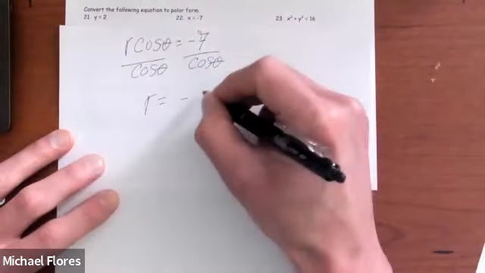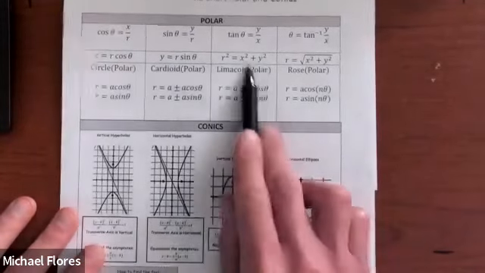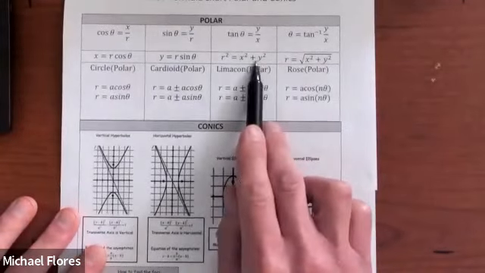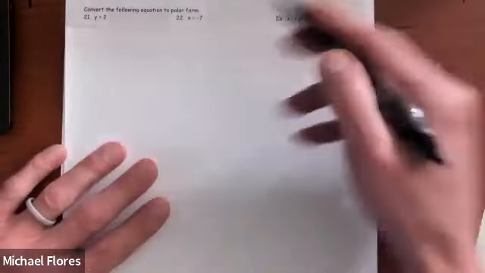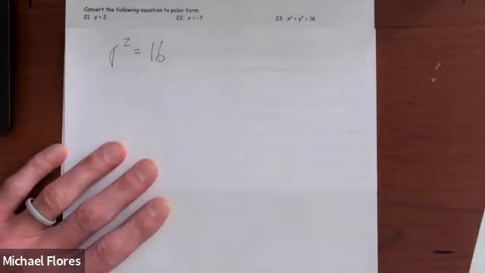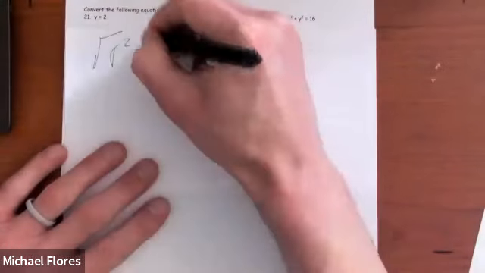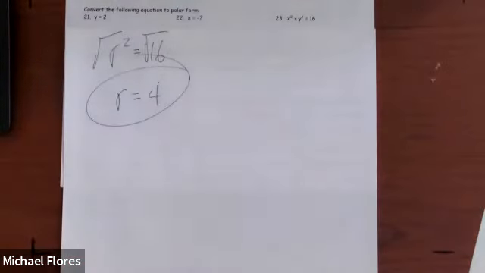And now example 23. What I would do is go up to your formula chart and see if I have one that's x squared plus y squared. Where do we have x squared plus y squared? Boom, there it is. I see that is the exact same thing as r squared. So I'm going to convert that to r squared. r squared equals 16. We need to isolate r by taking the square root of both sides. r equals 4. That is your answer.